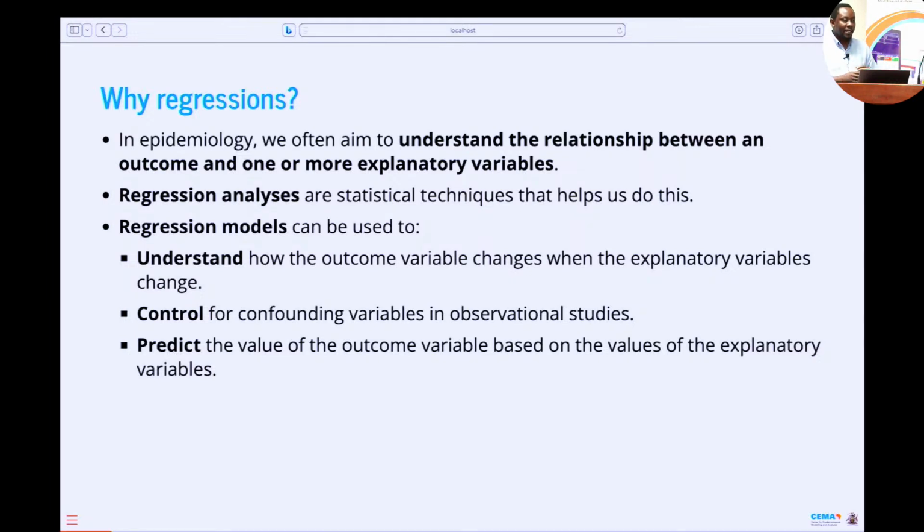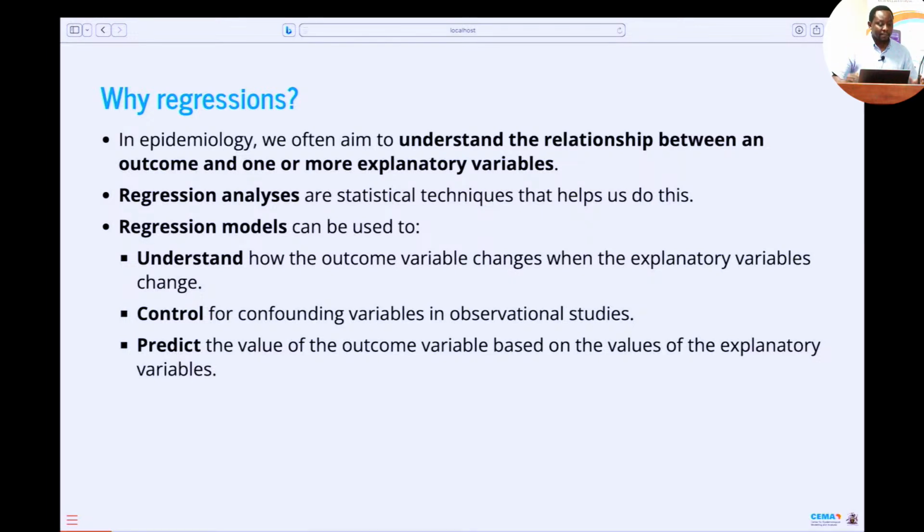Why regressions? I think from the very first day we talked about relationships between outcomes and explanatory variables. And that's the core of epidemiology. We are interested in knowing the relationships between, say, survival or death or sickness or good health, and what would explain those two events. And if you identify explanatory variables that explain a lot of what you're observing as the outcome, then those are possible to manipulate and improve the health of the population.